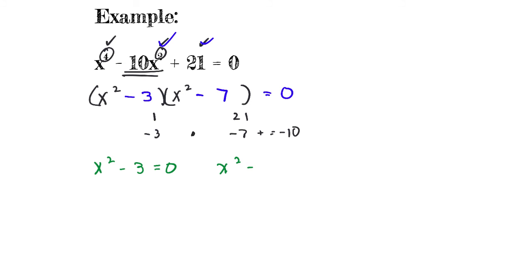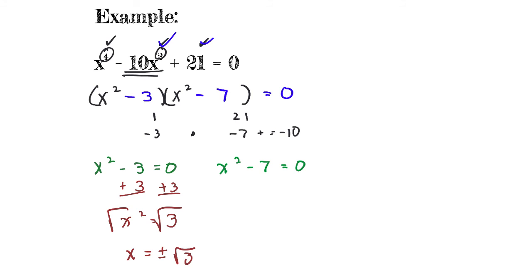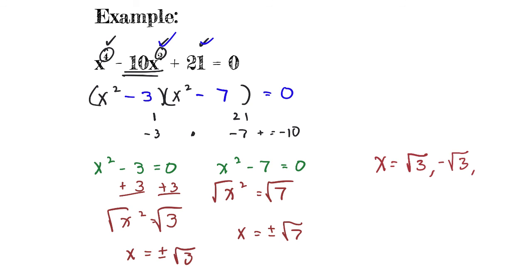Now these, I could have tried the difference of squares on, but 3 is not a perfect square and 7 isn't. So we're going to have to use the square root method. x squared equals 3, and we square root both sides. x equals plus or minus root 3, 2 answers. Take the 7 over by adding, and square root both sides. x equals plus or minus root 7. 4 answers: root 3, negative root 3, root 7, negative root 7.